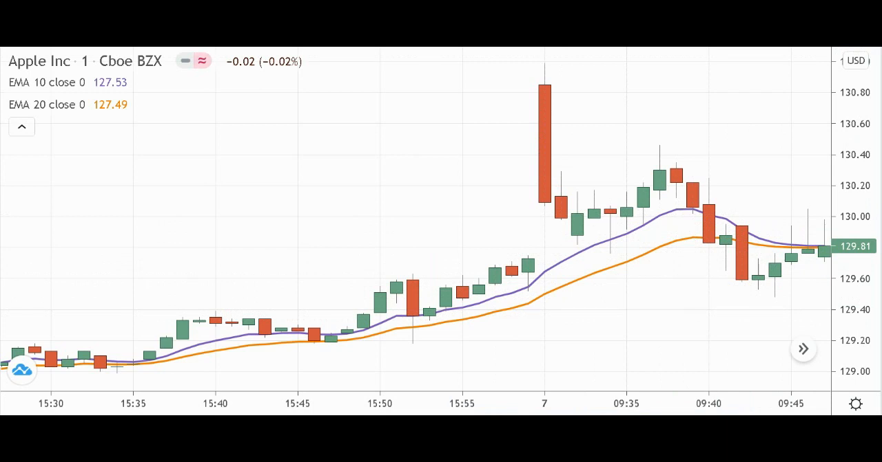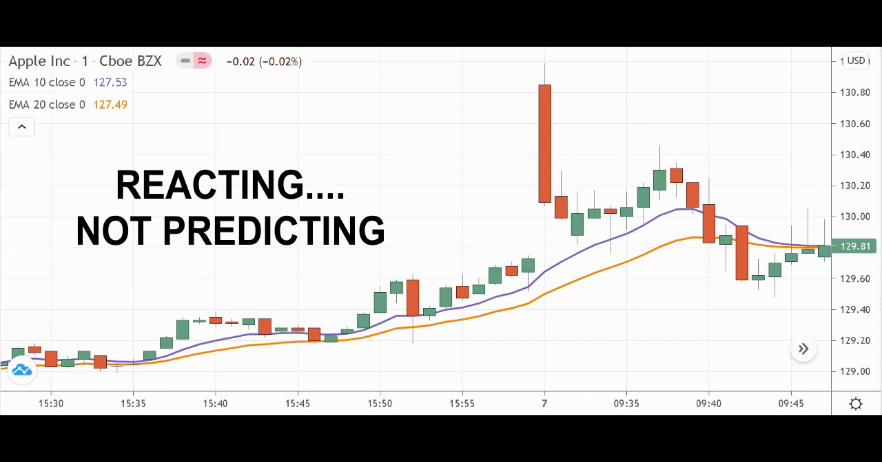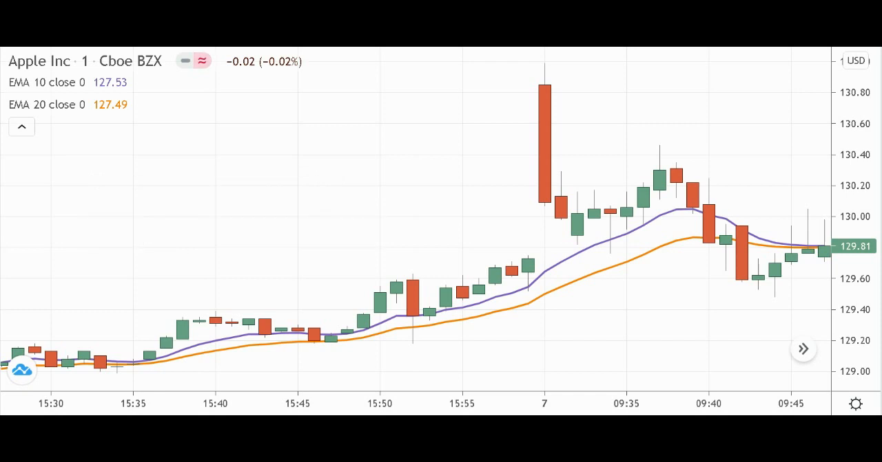So the first principle I want to tell you about is just 3 words. Don't predict, react. I'll put it another way. Reacting, not predicting. You want to focus on reacting, not predicting. Reacting to what you actually see. Reacting to the actual data. Reacting to what's actually happening. Not predicting.